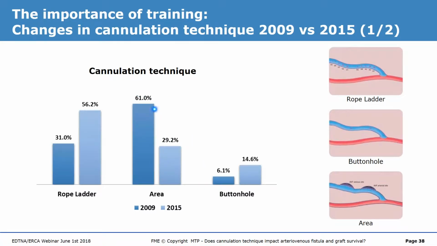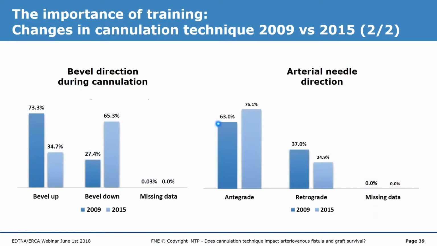Still a lot to do because the area technique should be abandoned almost completely. But for sure, we can say that diminishing it by half was already a great achievement. And look, buttonhole technique from 6.1 to 14.6. The bevel direction, in 2009, we were using the bevel up in 73% of the cases and reduced in 2015 to 34.7 because we increased the use of bevel down.